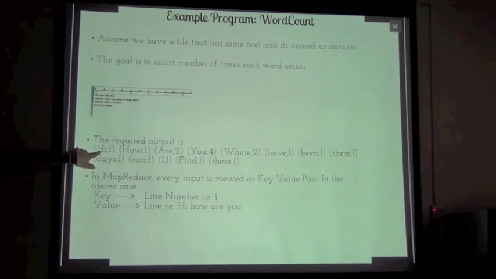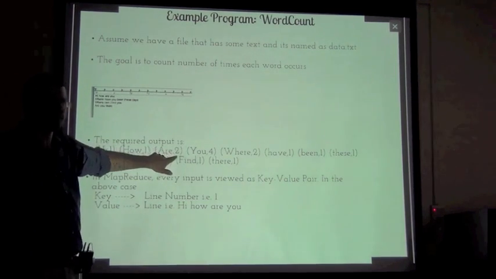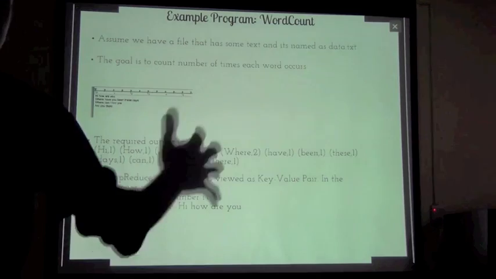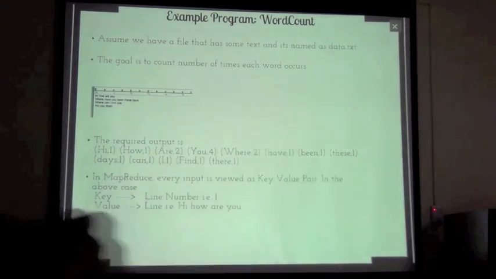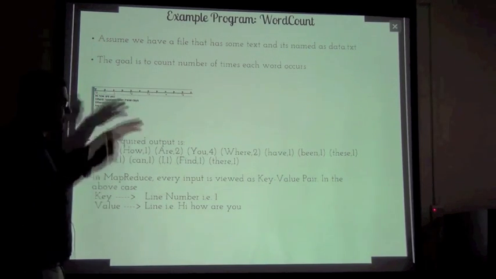Hi has come 1 time. How has come 1 time. Are, twice. You, 4 times. So basically you just want to figure out, in a pile of text, how many times each word has occurred. That's my goal. Clear? We'll see how we break it down, but for now this is my goal.